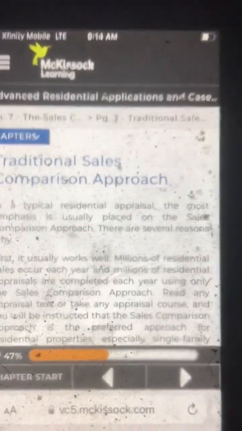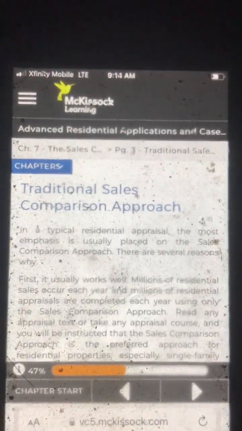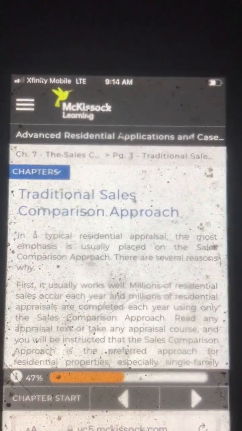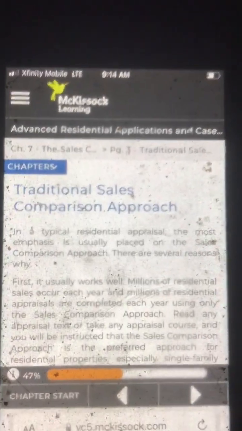Advanced Residential Applications and Case Studies. Chapter 7, The Sales Comparison Approach, page 3.